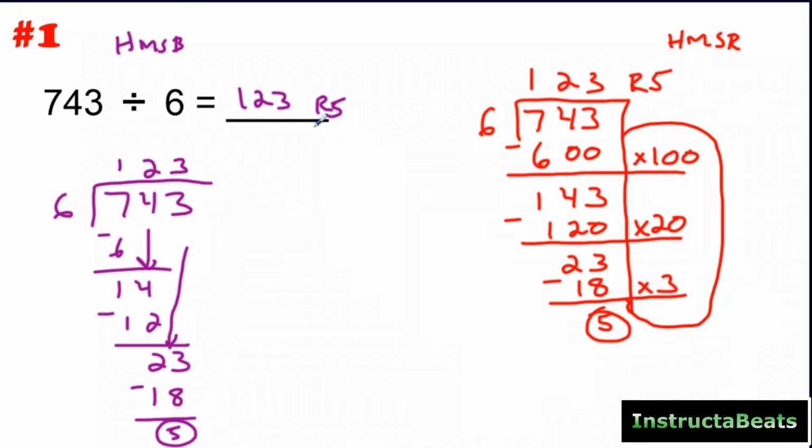So either strategy you use, you should have gotten 123 remainder 5. Again, use the one that either your teacher has told you to, or if you're an adult, use the one you feel comfortable with. Whoever's watching this video, pick one, use it. Hopefully you can eventually do both. But let's take a look at number 2.